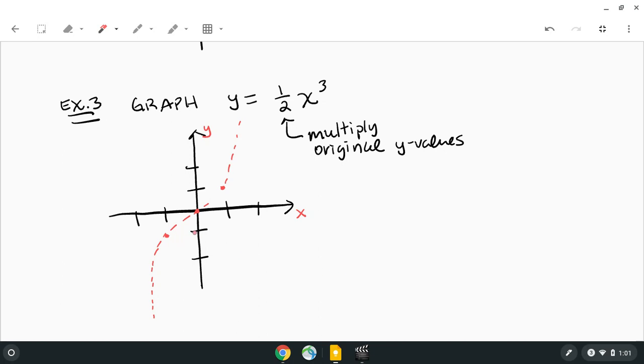It's important for you to know what the y value is, because when you're multiplying a parent function by a constant, you end up multiplying those original y values. This one has a y value of 1, this has a y value of 0, and this has a y value of negative 1. Their x values don't change, only their y values. So you're going to stay at the same x value. Your y value will just be different.